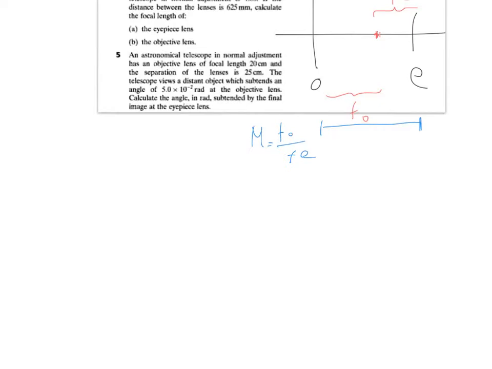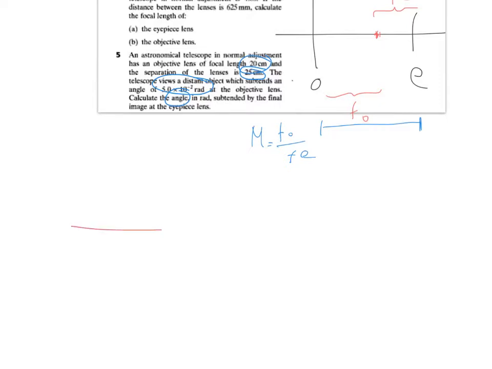Number 5. An astronomical telescope in normal adjustment has an objective lens of focal length 20 and a separation of lenses of 25. The telescope views a distant object which subtends an angle of 5 times 10 to the minus 2 at the objective lens. Calculate the angle subtended by the final image.